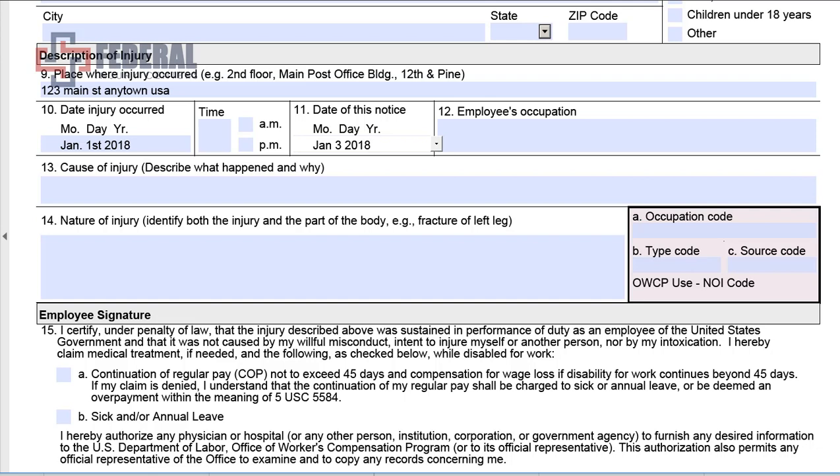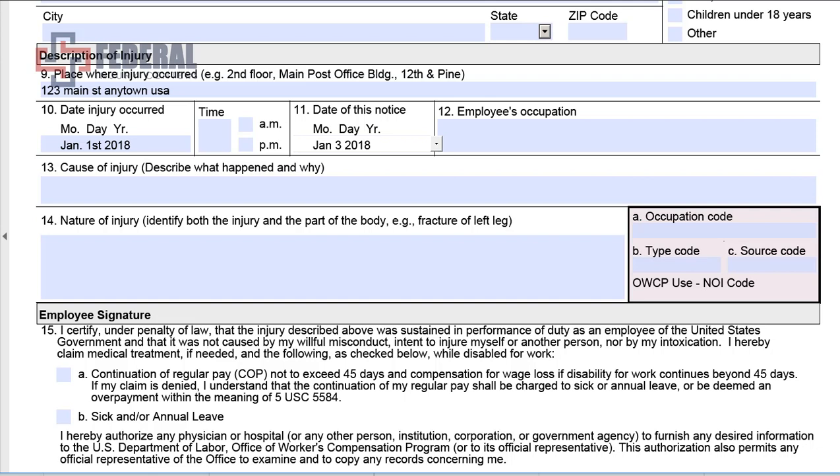If you haven't, you will just put the injured body area. Now, the reason why you would do that is because if the doctor has given you a firm diagnosis, he's going to put that in his report and submit that to OWCP, and that will match. If you haven't been to the doctor yet, you don't know 100% what's wrong with you.